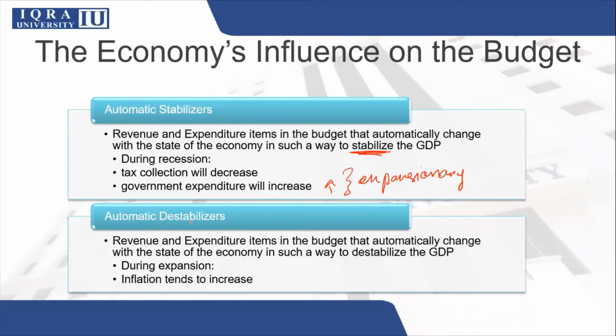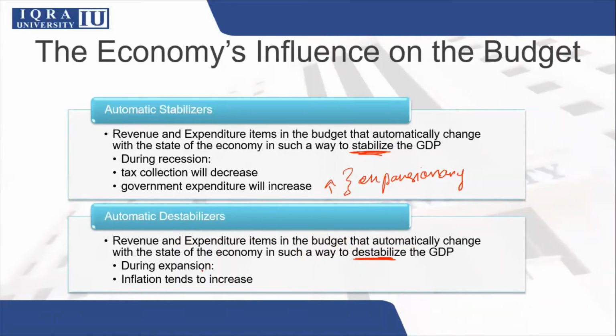Then you have automatic destabilizers. So these are revenue and expenditure items in the budget that automatically change with the state of the economy in such a way to destabilize the GDP. The difference between both of them is just of stabilization and destabilization. Both are the same thing. Only the destabilizers are actually destabilizing the economy, but that is again something that is happening automatically and the government does not have control over it.